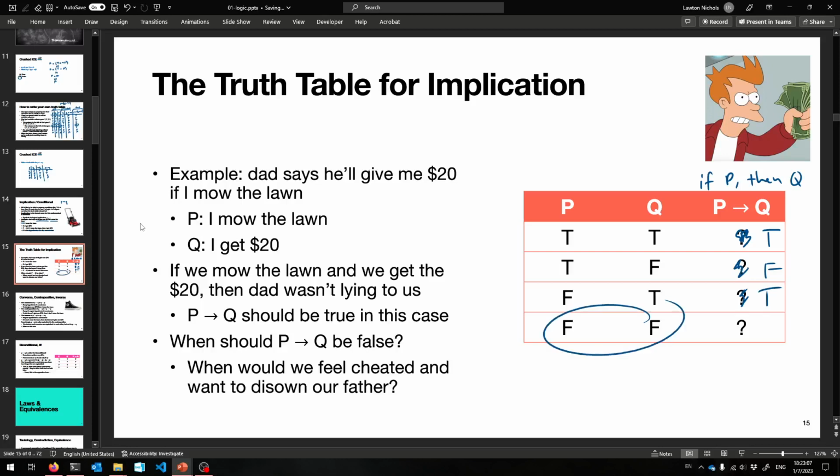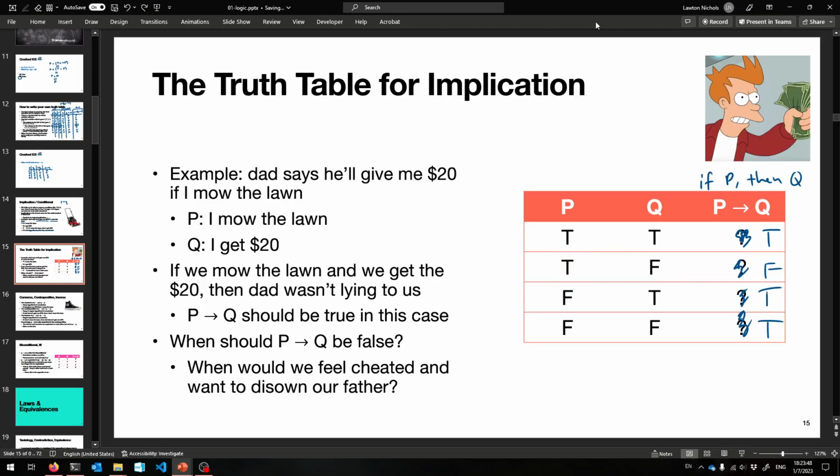And then finally, false and false. I didn't mow the lawn and I didn't get $20, but that's fine. I don't feel cheated because I didn't uphold my end of the bargain. Does that make sense? So if they're both false, the implication is still true. Dad wasn't lying to me. I just didn't mow the lawn. Of course I didn't get $20. The one case where Dad was lying to me is if I mowed the lawn but did not get $20. That goes against everything that's right in this world. So that's the false case. It's only false there. That's when you feel cheated, okay?